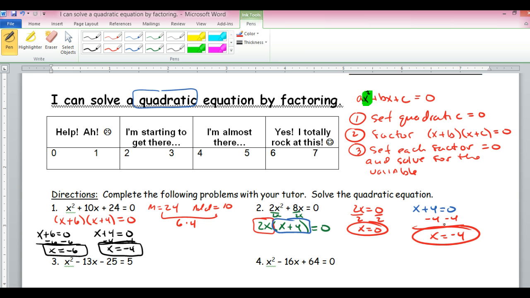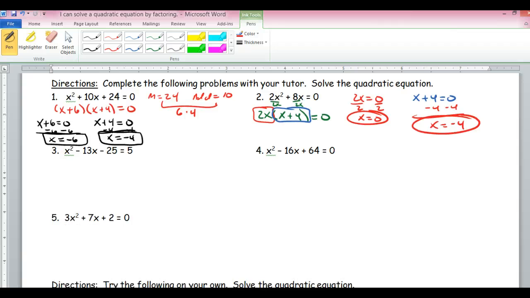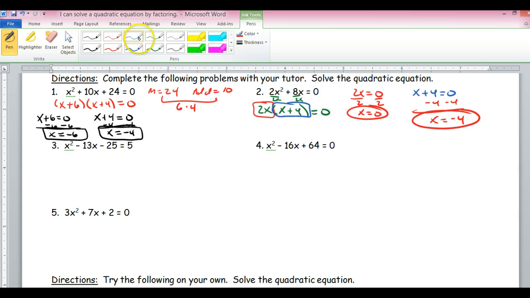If I were to plug these values of x back in independently to the original equation, these are the values of the variables that would make the equation true. Okay? Number 3. When you look at number 3, is this quadratic set equal to 0?